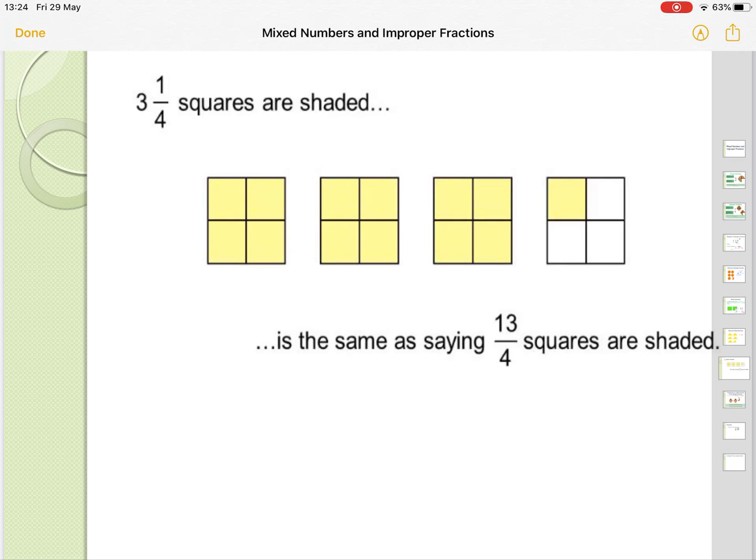So I can look at it from the mixed number side, and it is 3 1/4. But I can also look at it from the improper fraction side. Let's count them, boys. The number of small parts colored in, I have 1, 2, 3, 4 in the first diagram, 5, 6, 7, 8, 9, 10, 11, 12 in the third, and I have one part, so 13, in the fourth diagram. So I have 13 small squares which are colored in, and each diagram is divided into 4 parts, so 13 out of 4.